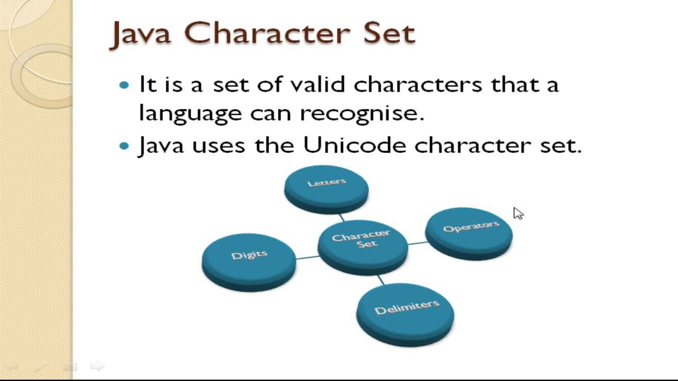So before seeing tokens, we will see what is the Java character set. It is a set of valid characters that a language can recognize. For example, if you type any program, you will use some characters. It may be alphabets, numbers, operators, or any special characters. All these are called the character set. Java uses the Unicode character set.